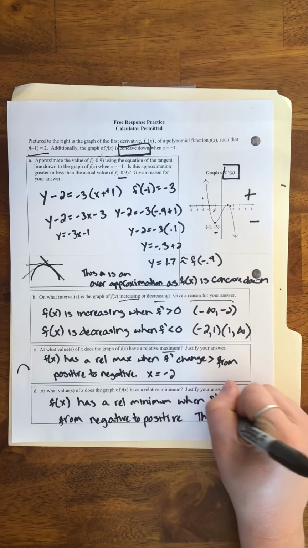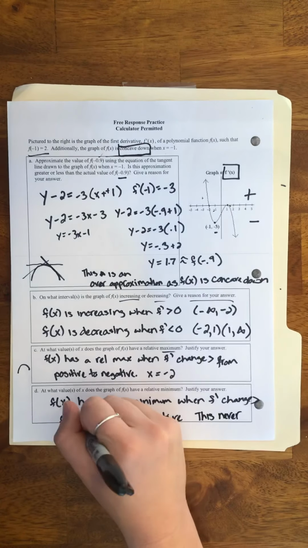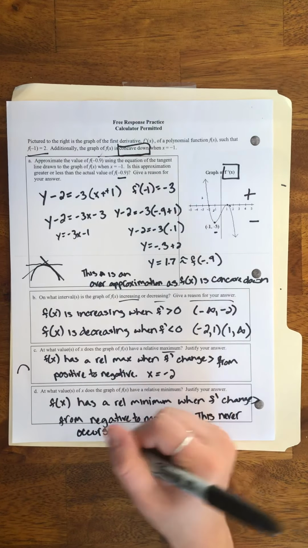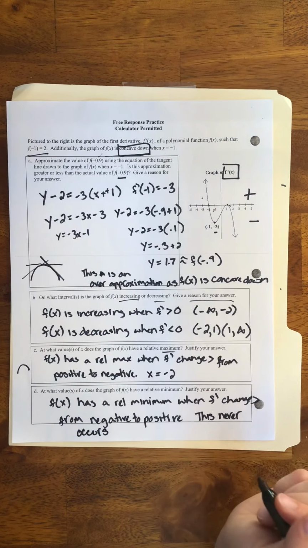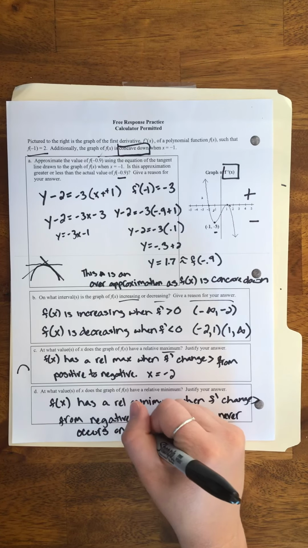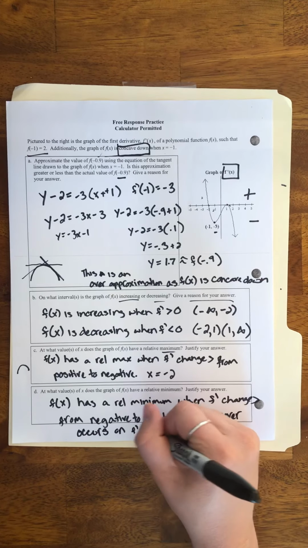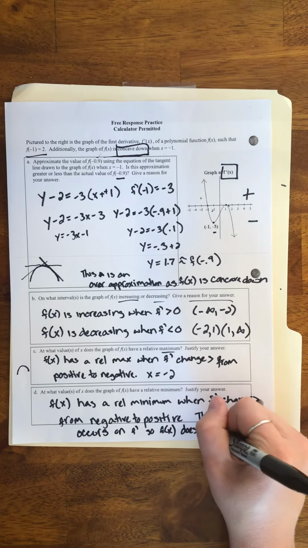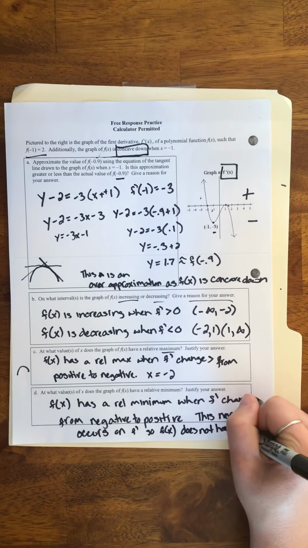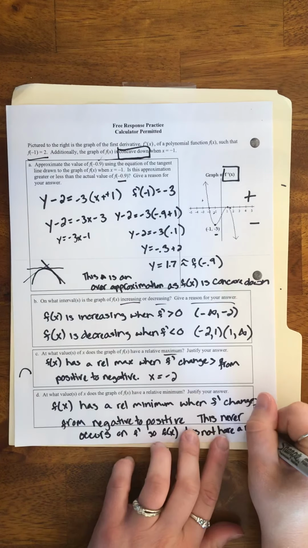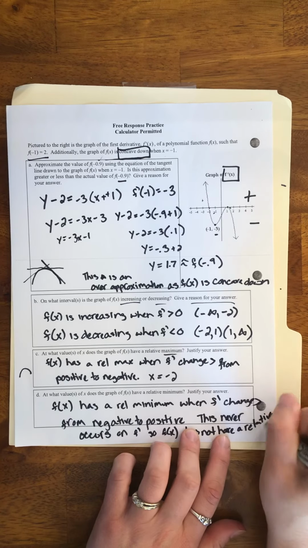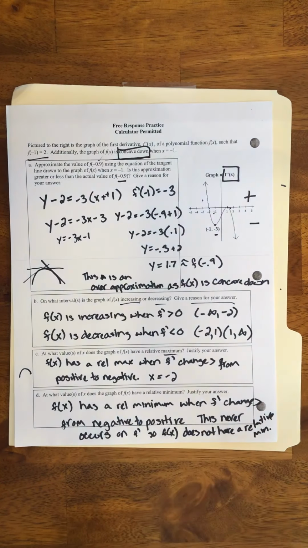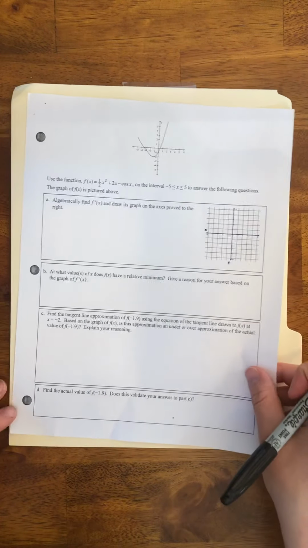And then I'm going to say this never occurs on f prime. So f of x does not have a relative minimum. This is a totally valid question, but you still have to justify why there isn't one. Okay, so took care of that one. One more free response question to go.